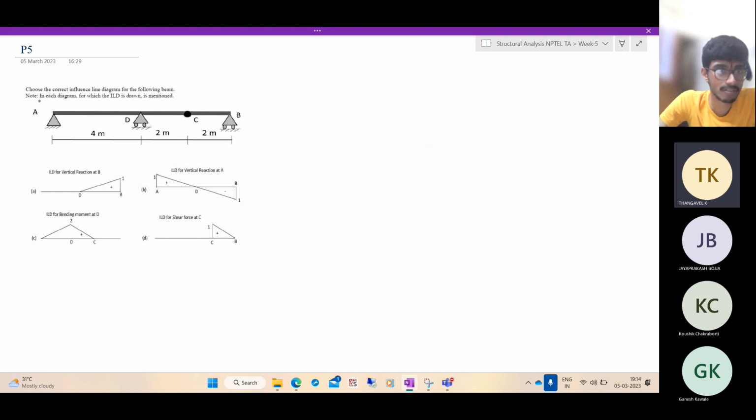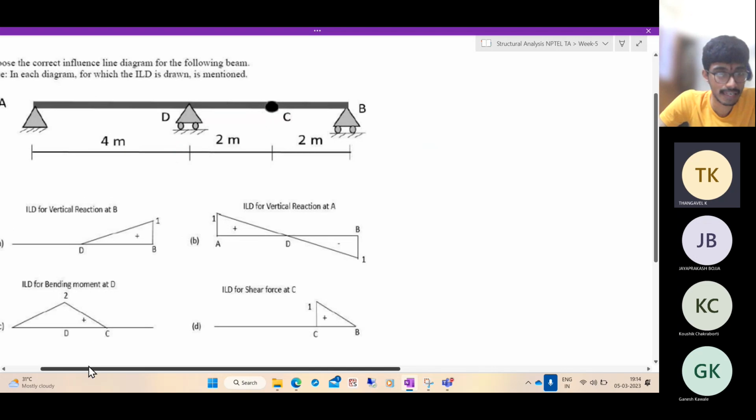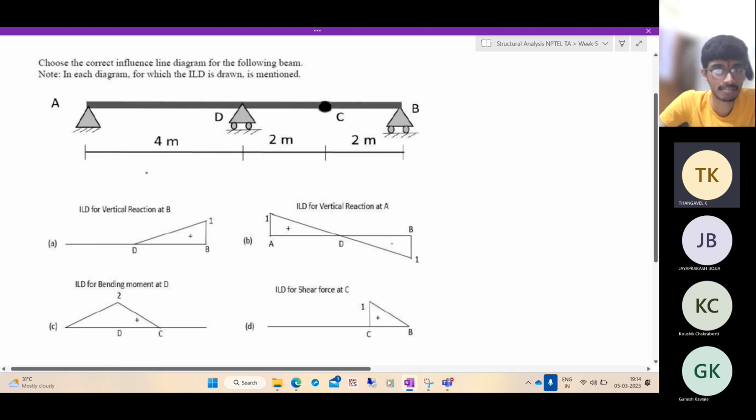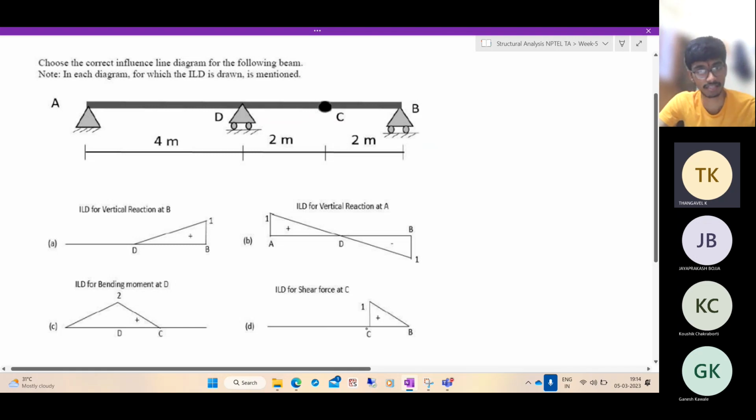Now choose the correct influence line diagram for the following beam. Note in each diagram for which the ILD is drawn, it is mentioned. So the first one is for the reaction at B. Second one is the ILD for the reaction at A. Third one is the ILD for the bending moment at D. Fourth one is the ILD for the shear force at C. Let us do each of these individually.